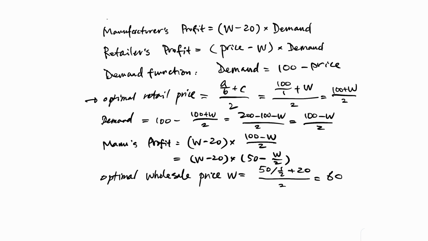Then, given the optimal wholesale price, we can calculate the manufacturer's profit in this condition. That is equal to (60 minus 20) times (50 minus 60 divided by 2). Then that is equal to $800.